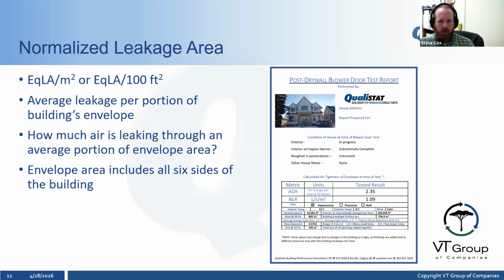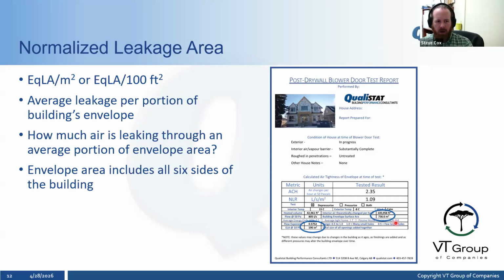Normalized leakage area. For this one, we're using the EqLA number, so our 196 square inches on this one, and then we're going to put that over our total envelope area. Just based on how the reports go, the one software spits out a square inches number, the other software spits out a square meters number. So this one doesn't quite add up terribly well, because it should be square centimeters into square meters, so consistent units. But that is how this number is calculated. It's the average leakage per portion of the building envelope.